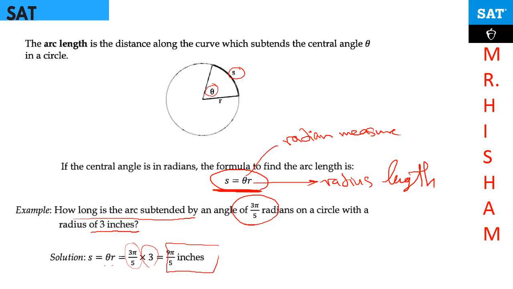Mr. Hisham, do I have to change pi here into degrees? No, pi here is in length, because this is a length in inches, which is approximately 3.14. So we keep it like this in terms of pi. But notice the difference between pi in length and pi in measure.